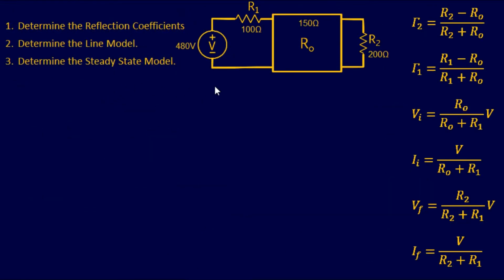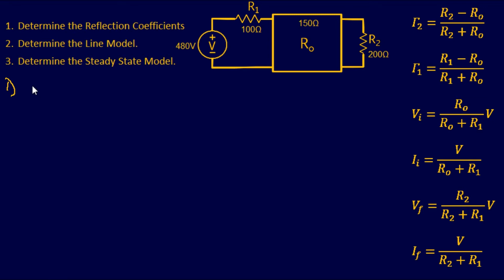All right, for this problem, we have a transmission circuit with a voltage source, a source resistance, and a load resistance, as well as our characteristic impedance. And we need to find the reflection coefficients, the line model, and the steady state model. And to the right, same as usual, I provide a few equations we can work with. So, start with number 1. We want to determine the reflection coefficients. Well, to the right, I have both our reflection coefficients. We have it on the load side and the source side. Well, this is mostly simple plug and chugging answers, but I figured we'd do it to get our feet wet.